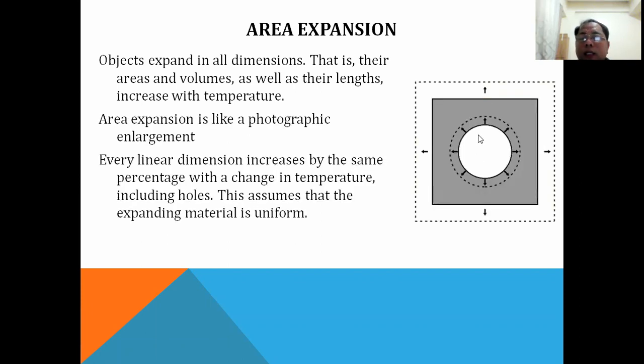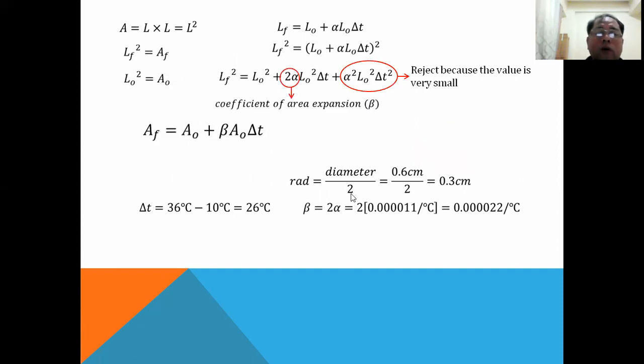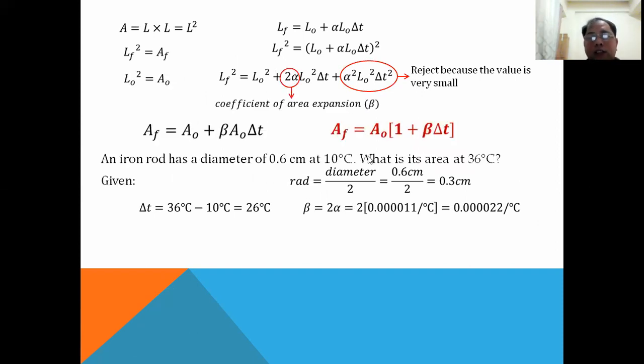So this one will not only expand in its length, or linearly, but will expand in all directions. Now that amount of expansion can be derived similarly to how we derive our expansion in length. So if we have here our change in area, the change in area is equal to this value. So this expression is now our delta A.